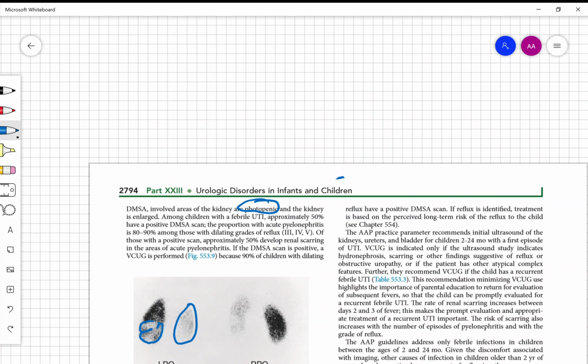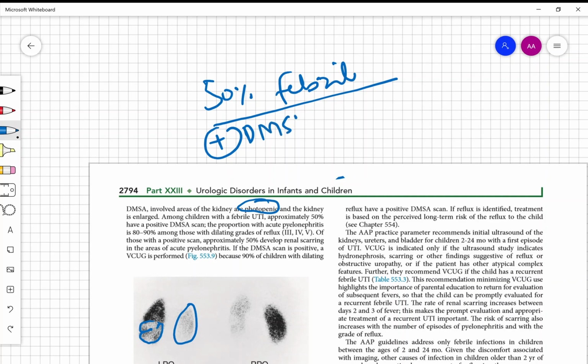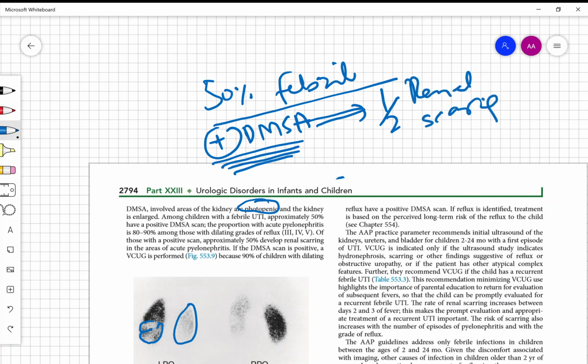in approximately 50% of the cases with febrile UTI will have a positive DMSA scan. And out of these 50% who have a positive DMSA scan, half will have evidence of, or may develop, renal scarring. So this is the important point to note.